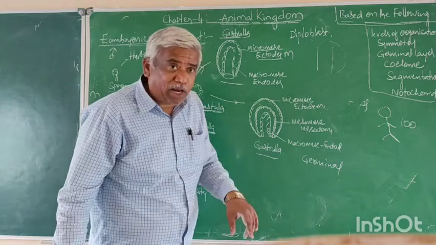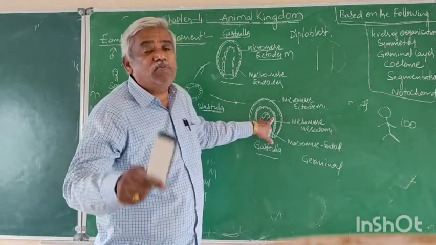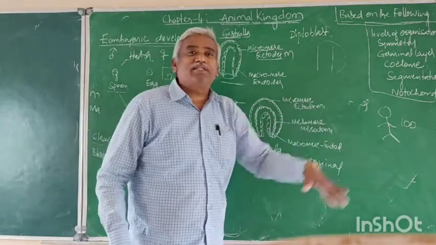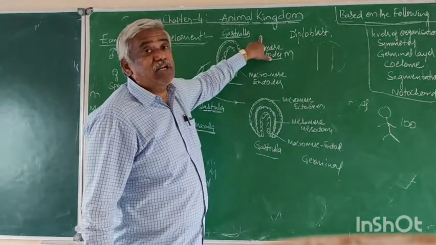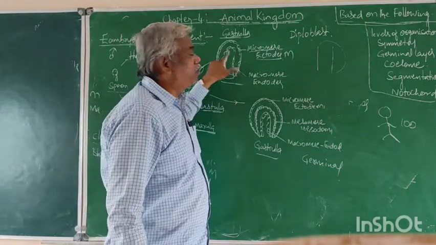Triploblastic animals have an extra layer, which is called the mesoderm. The mesoderm is a special layer found in triploblastic animals. Now, diploblastic animals have only two layers: ectoderm and endoderm.